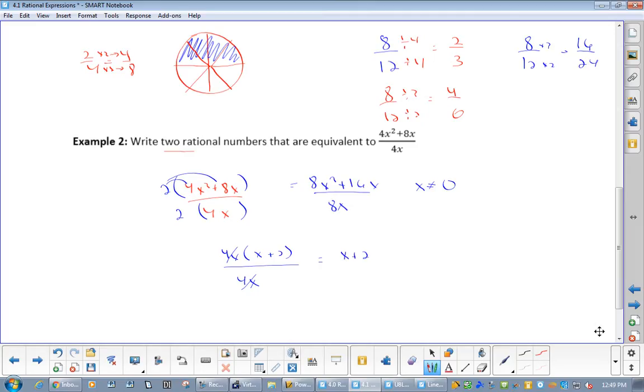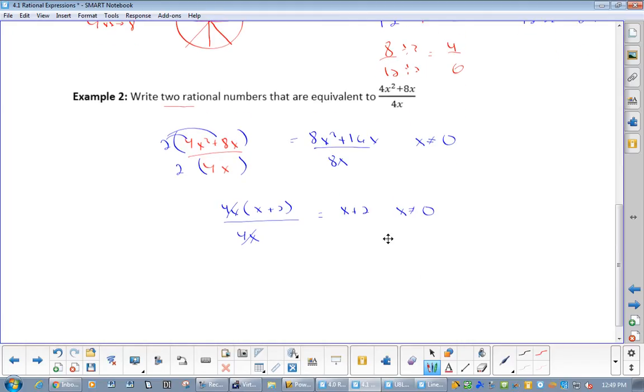Now what's weird about these though? The answer is x plus 2, but you still must say x cannot equal 0. Why do I have to say x cannot equal 0? There's no x down here. See, there was once an x. And once it's not allowed, it's always not allowed in the entire question. Things don't magically disappear and now a restriction is allowed. Okay? And that's a big, big thing to always remember.